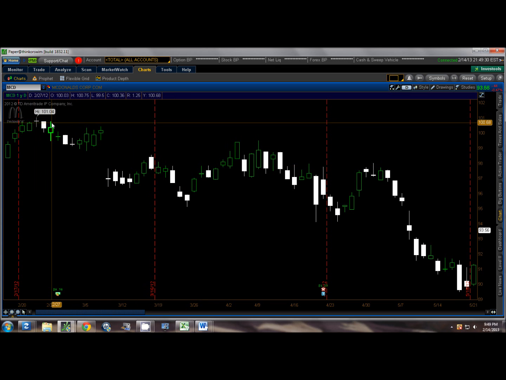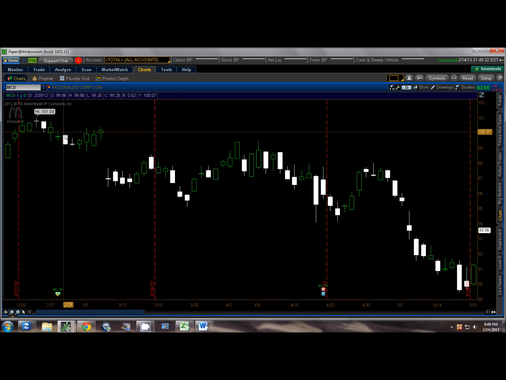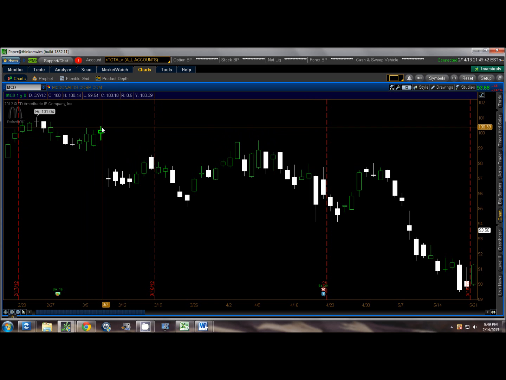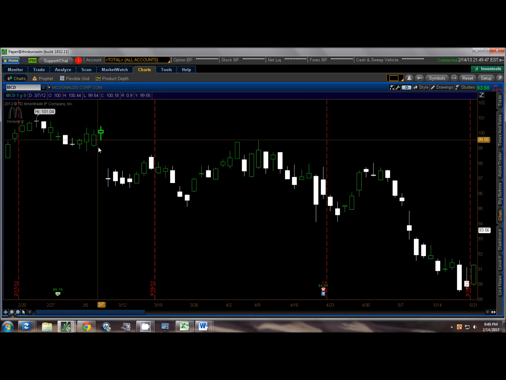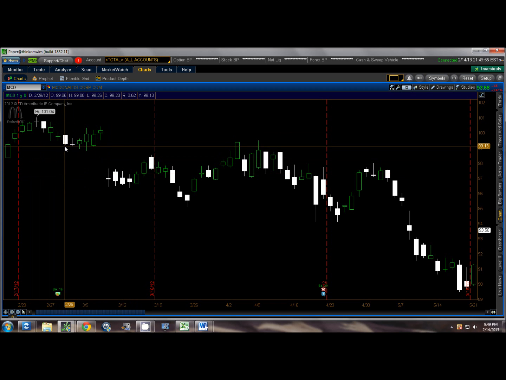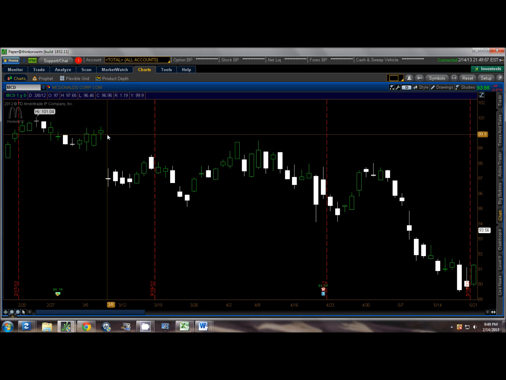If you go a little further to the right, you see another fractal right here. This is also a fractal because this candle is higher than the 2 candles on either side. And what do you see? Up here, it did make a slightly higher high than this candle, but then the price fell with this really big gap down here. So these are 2 fractal highs where the price did indeed fall after the fractal highs were formed.